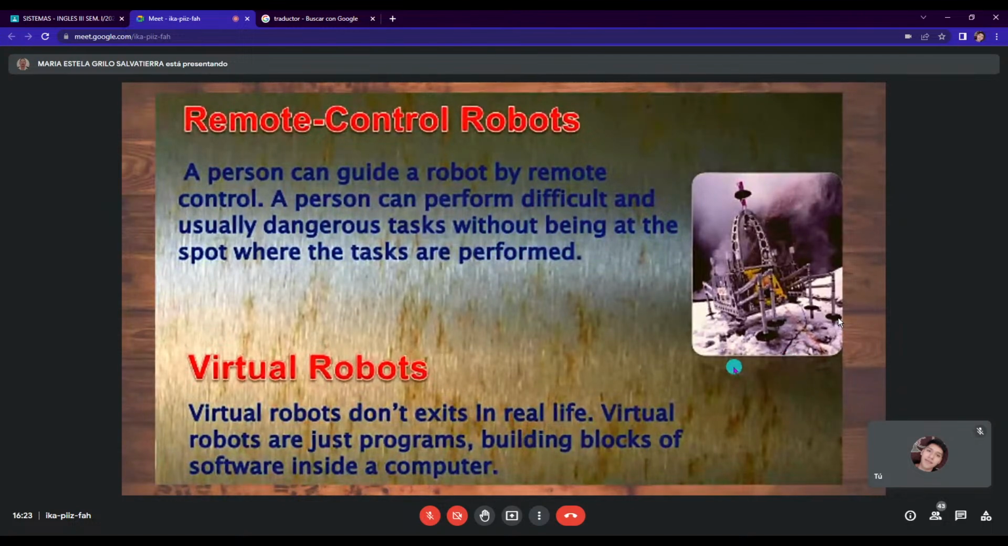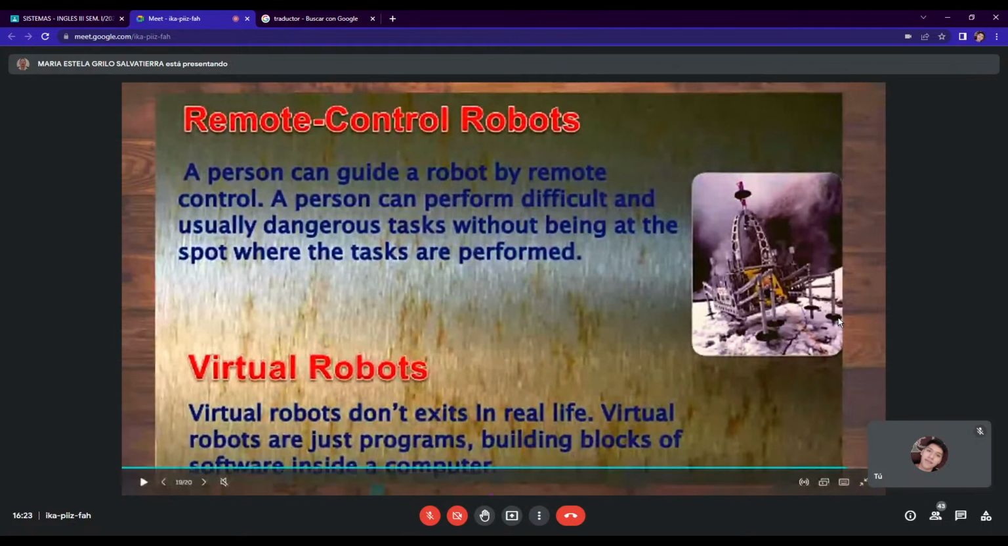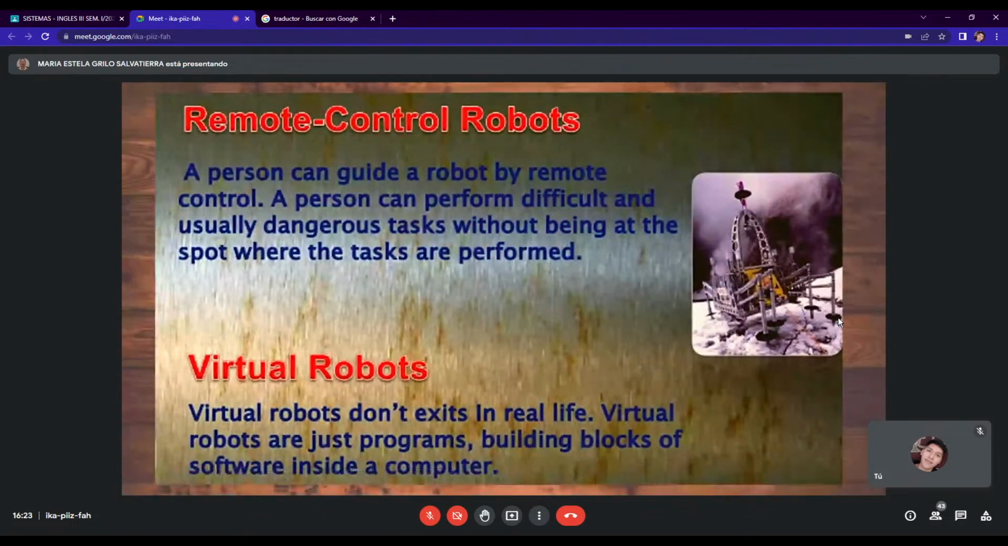A person can guide a robot by remote control. A person can perform difficult and usually dangerous tasks without being at the spot where the tasks are performed. Okay, could you read virtual robots also? Virtual robots don't exist in real life. Virtual robots are just programs, building blocks of software inside a computer.